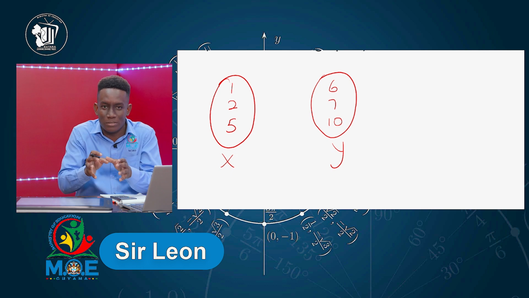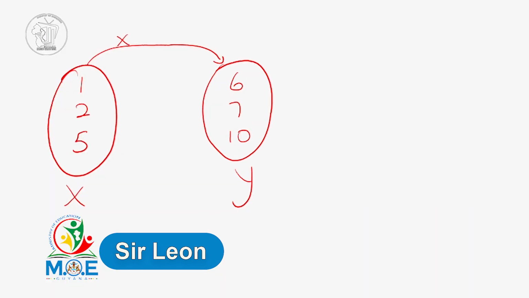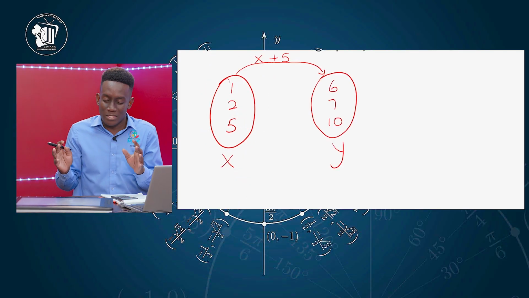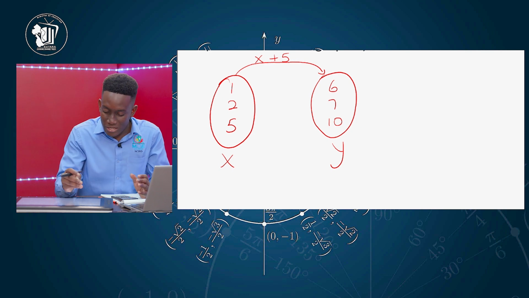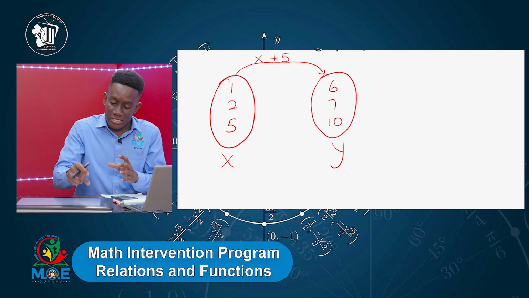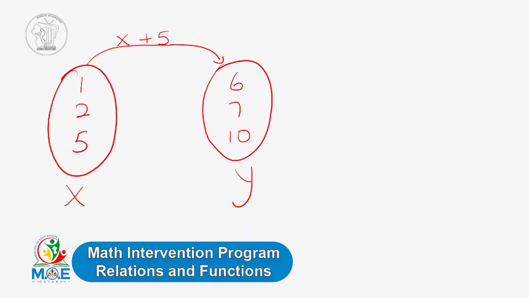For this example, let's say we have a rule to link these two. Let's say X plus 5. That would be the rule that we will follow to link what is in X to what is in Y, to pair off. So for the first value in X, we have 1, and the rule is X plus 5, so instead of X, it will be 1 plus 5, which gives you 6. So we take an arrow and draw from 1 straight to 6.